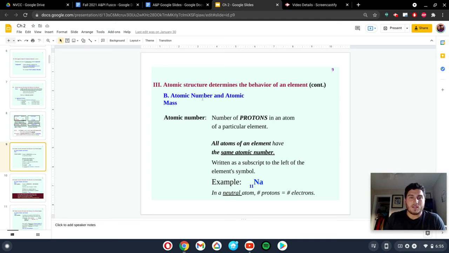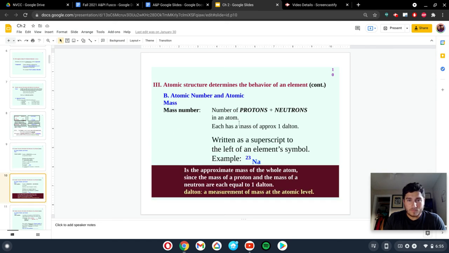What the heck then is the atomic mass? Atomic mass is how heavy or not. What's the mass of that element? The mass is comprised of two components: the protons, which is your atomic number, and the neutrons. Those two things are going to account, not the electrons. So with that said, 23 is sodium's number. My question to you is, how many neutrons are in here?